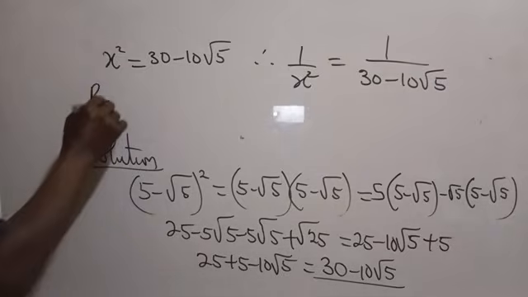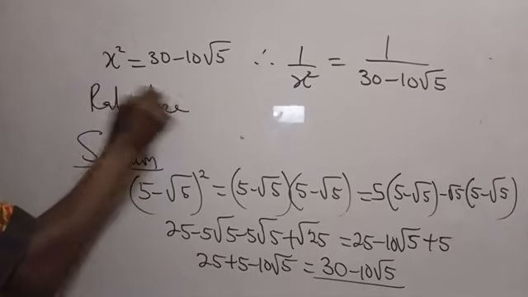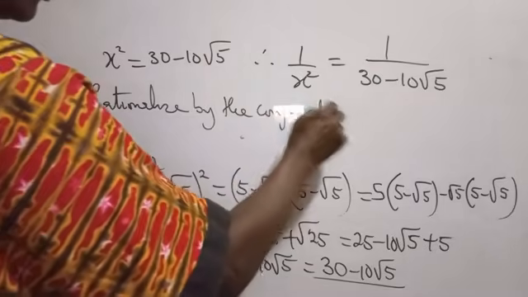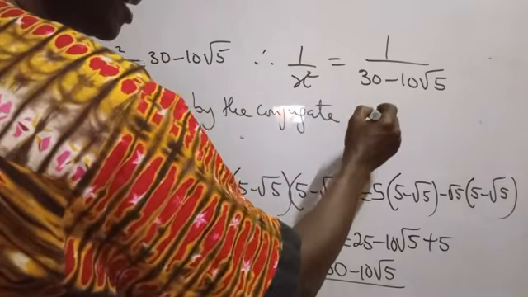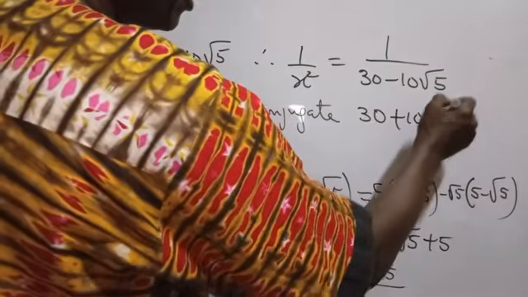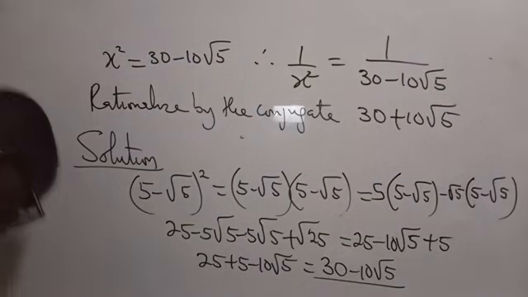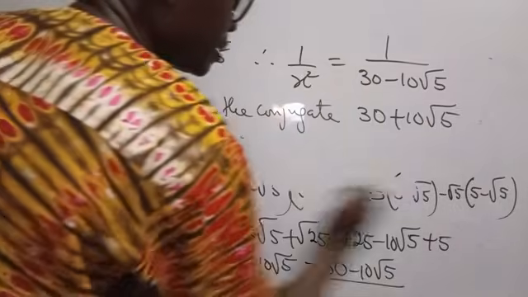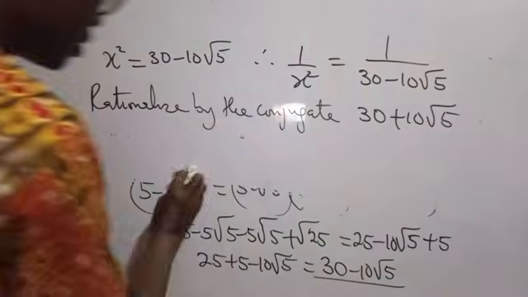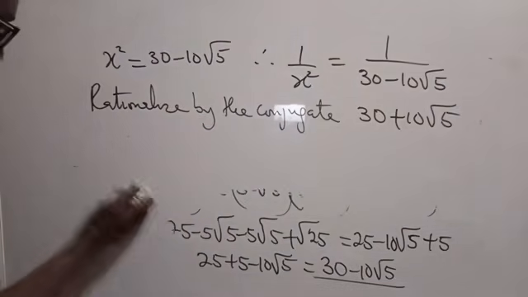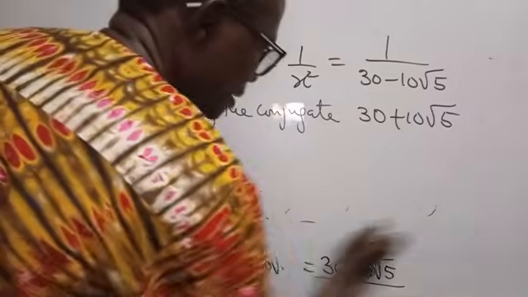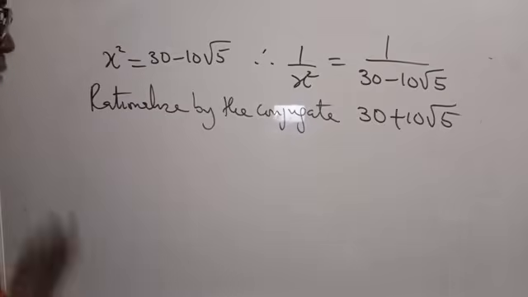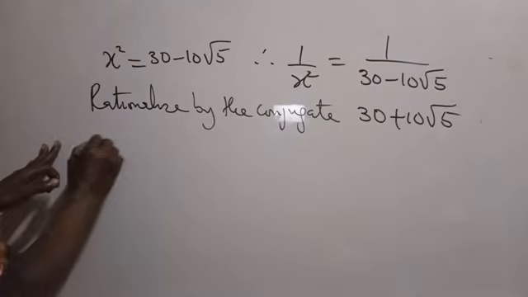So now we rationalize by the conjugate. What's the conjugate of this surd? You change the sign: 30 plus 10 root 5. That's the conjugate. The conjugate of a surd with a positive sign is negative, and vice versa. So in this case, what next?